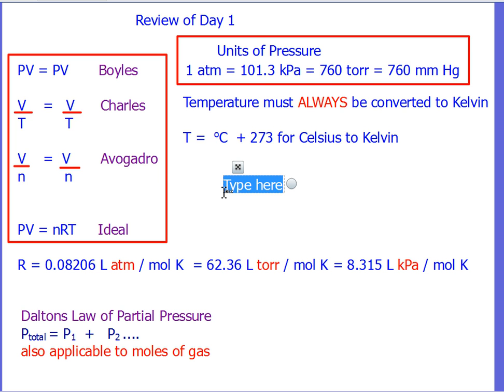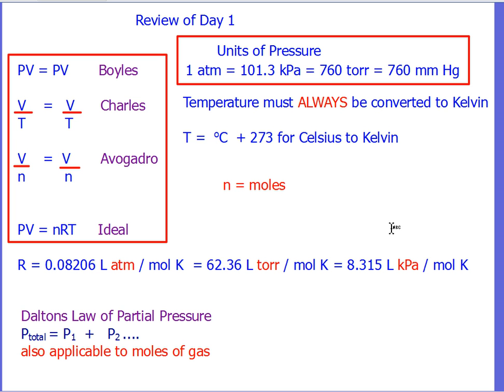N is moles, so that feels weird to some people. Can't type evidently. Yeah, N is the variable for moles. And then we have the ideal gas law, pressure, volume, moles, R, and temperature. Notice there's no changes. It's not like V1, V2. It's one volume, one pressure, one moles, one temperature.